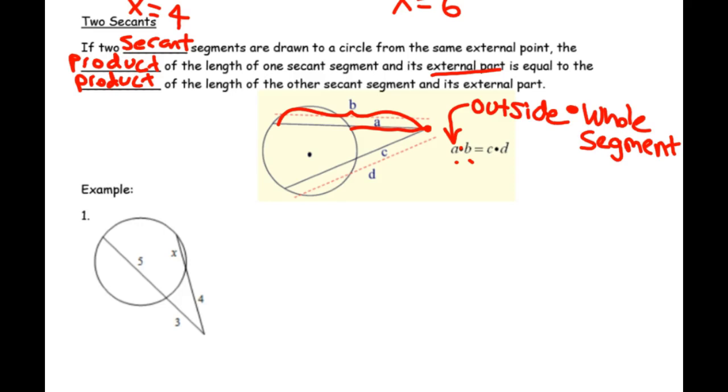Okay, so let's start with the left side secant. First thing we need to figure out is what's on the outside. So you tell me what's on the outside of this secant. 3. That's not too hard.